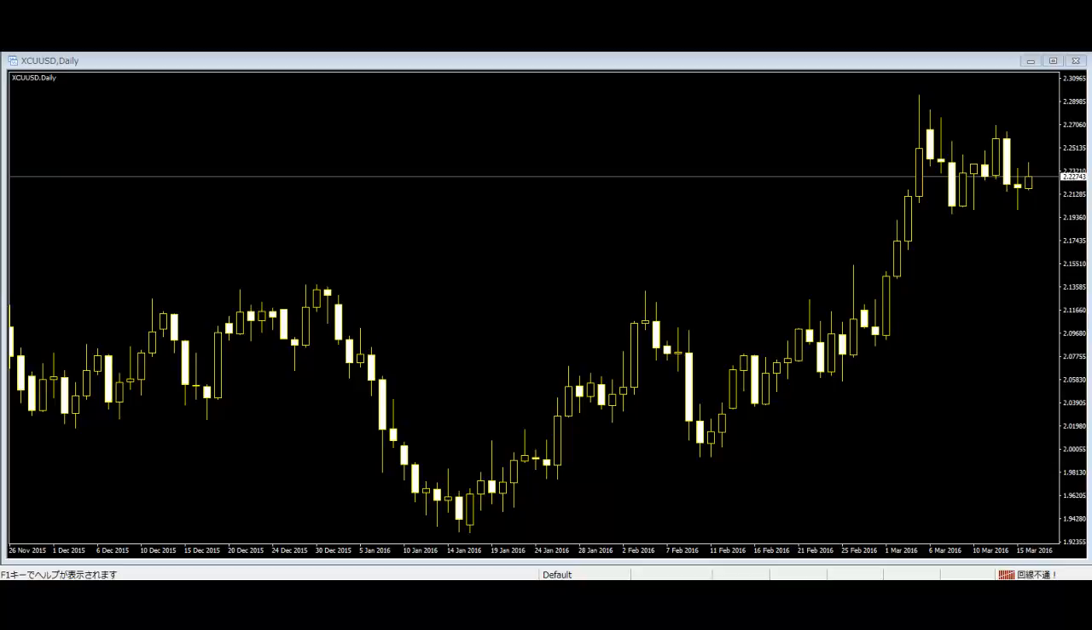More conservative traders may wait to see confirmation of the pattern by a lower close of the next candlestick before entering a sell order.